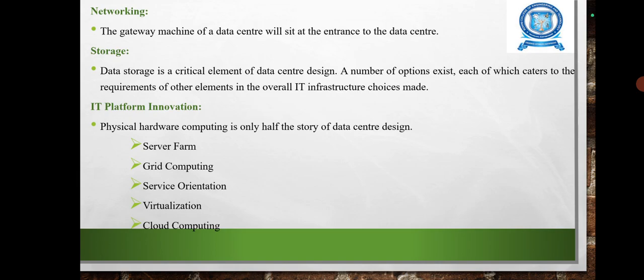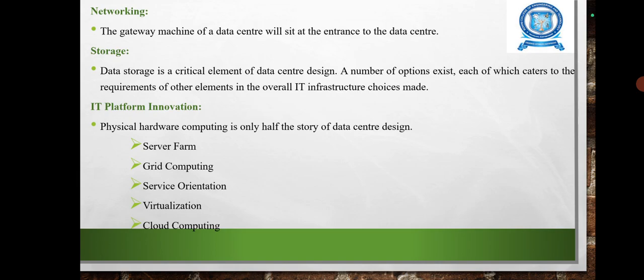Next one is networking. The gateway machine of a data center will sit at the entrance to the data center. Primarily it is used for protocol translation, for example between the local area network and the wide area network outside of the data center. In most cases this is the internet service provider's network. Next one is storage. Data storage is a critical element of data center design. A number of options exist, each of which caters to the requirements of other elements in the overall IT infrastructure choices made. IT platform innovation.